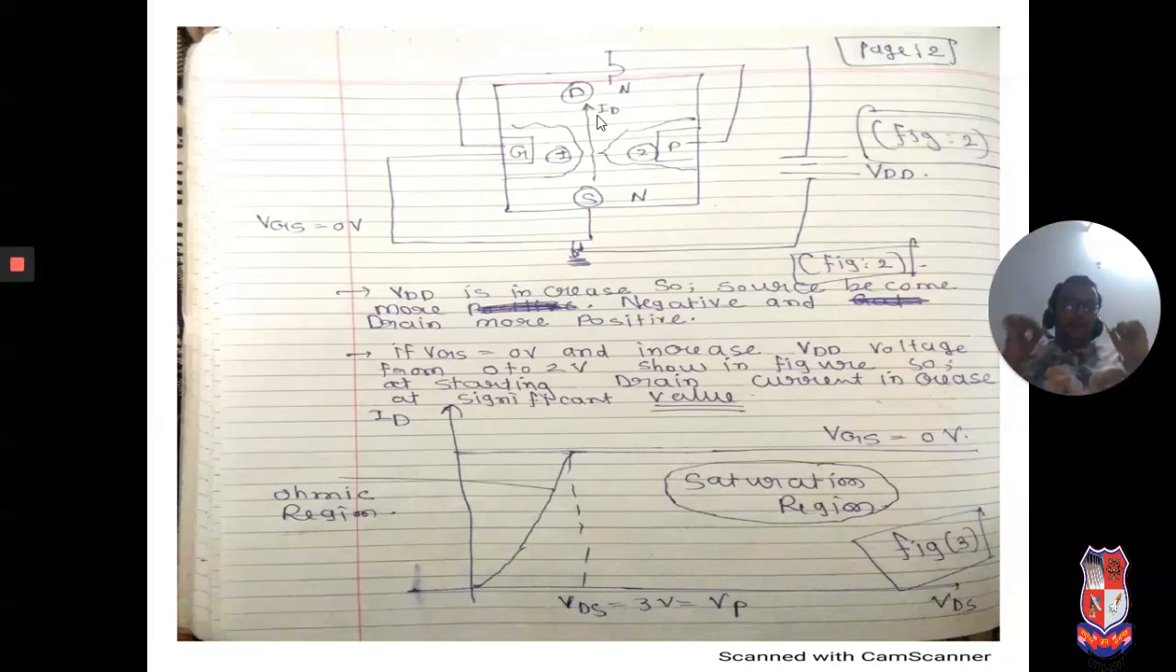Why is the drain current not equal to zero? Because see here, depletion region 1 is increased, but depletion region 2 is not increased. Why? Because if VDD is increased, then the drain becomes more positive, but the source at that time becomes negative. So see this figure very carefully. If the P terminal is at 0 volt and the N terminal is at minus 2 volt, then it is known as a reverse bias case. It is not considered a reverse bias case. It can be considered a forward bias case.